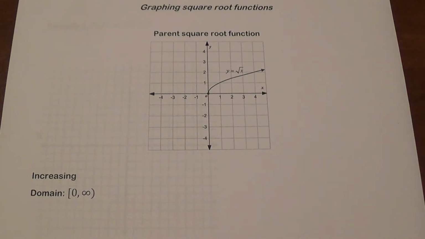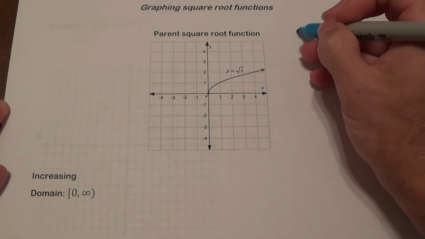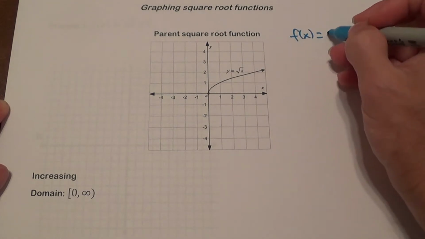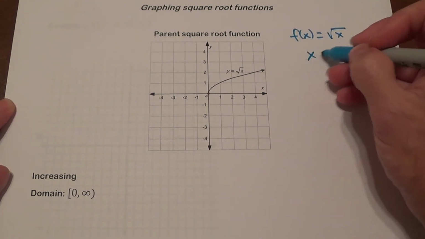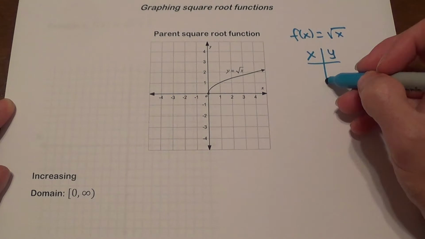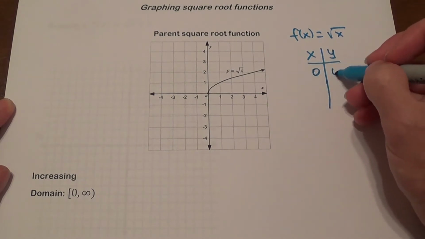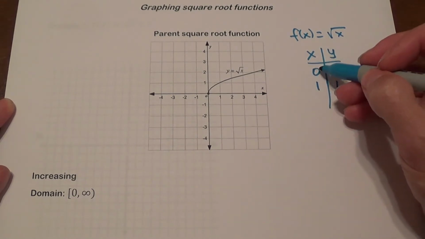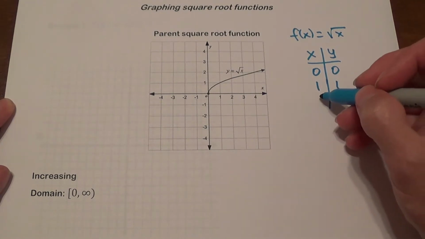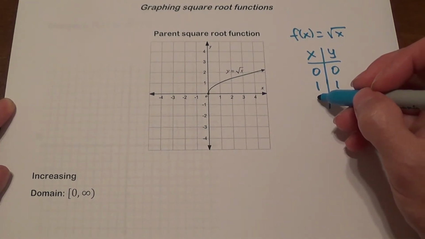Hi, this video is on graphing square root functions. We are going to rely on transformations. So our parent function for square root functions will be f of x equals square root of x. The typical table of values that you're going to construct here is going to be 0, 0, 1, 1. Square root of 0 is 0, square root of 1 is 1, and we usually use perfect squares.